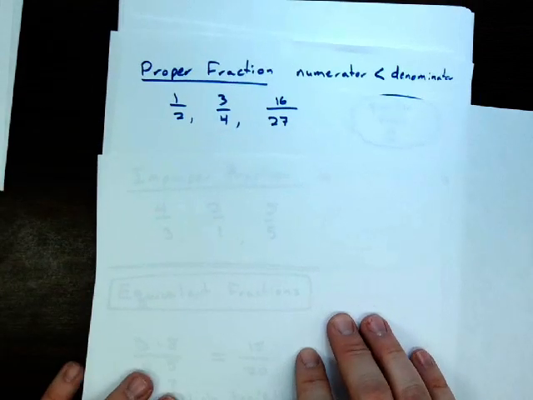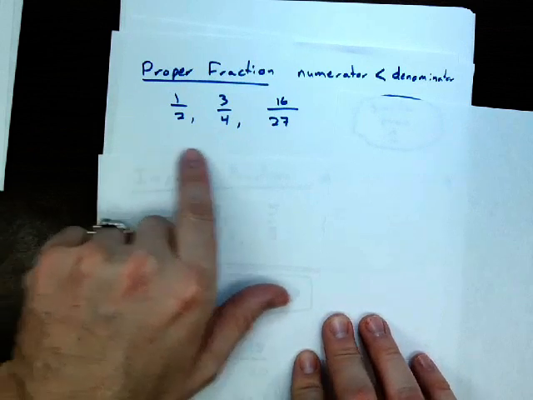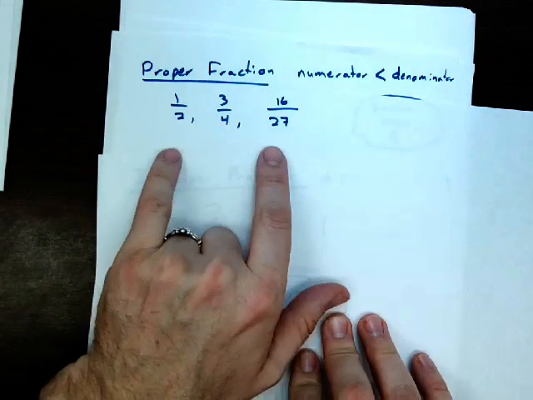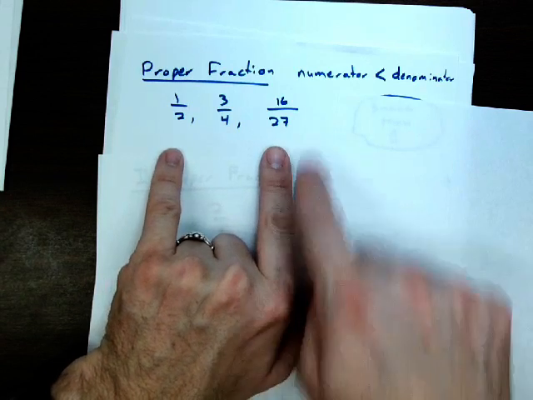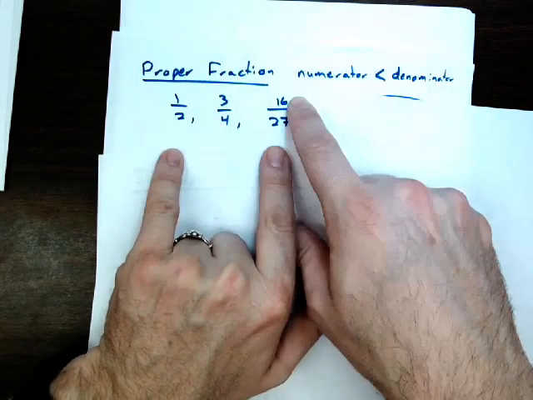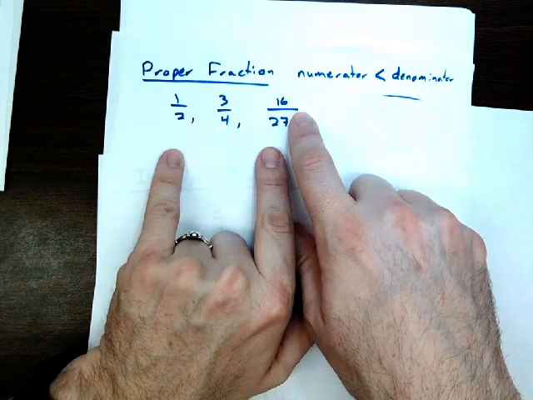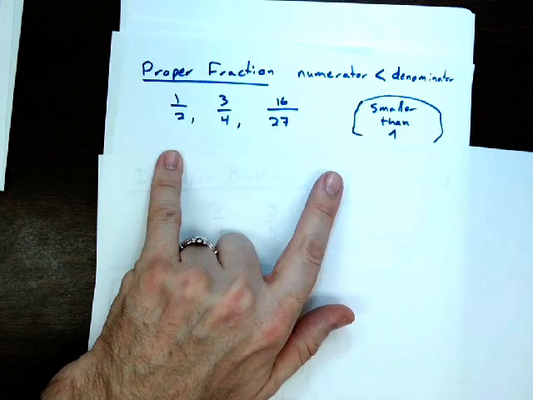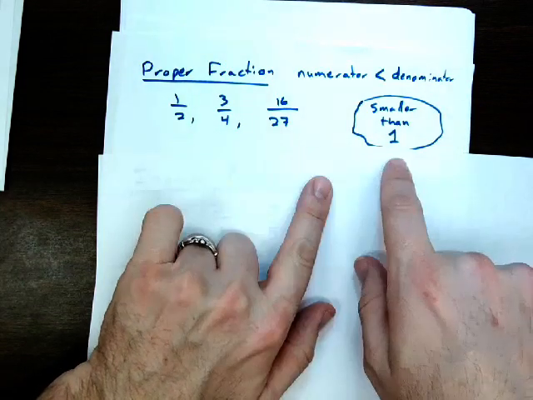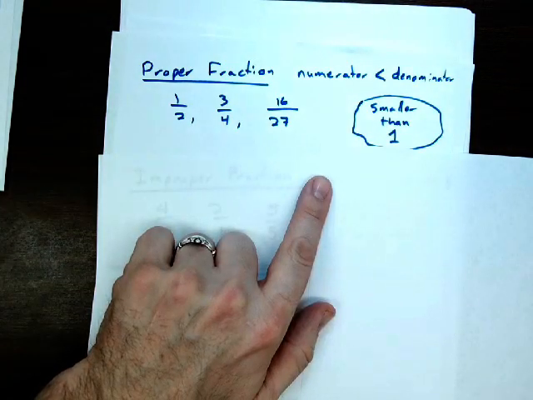And one thing to note with this is these are all just pieces of a whole. This is all portions of 1. Because it's always just a portion, because I don't have as many pieces as it needs to make up one entire whole. Every time we see a proper fraction, all of these fractions are going to be smaller than 1.